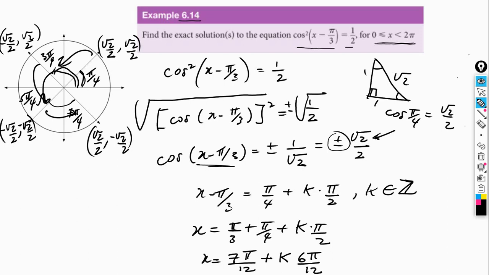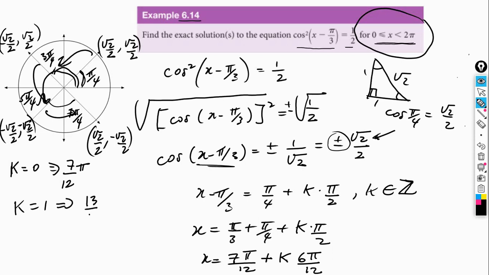So now what we have to do is test for values of k that will give us solutions that are in this interval between 0 and 2 pi. So if we do k equals 0, we're going to get 7/12 pi. And that would be one solution. If we do k equals 1, then we're going to get a solution of 13/12 pi.